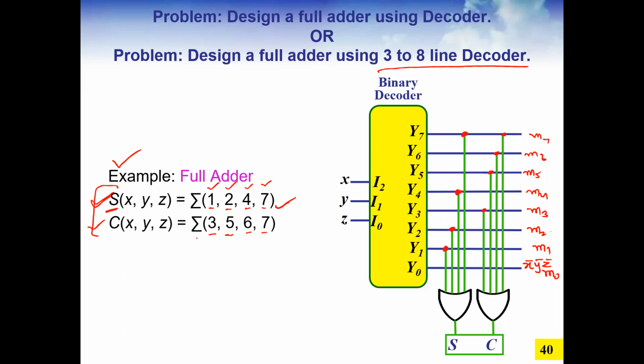Are you getting the point? And do you know how the full adder works? Three bits will be added, like X plus Y plus Z. Then what does it generate? Sum and carry.